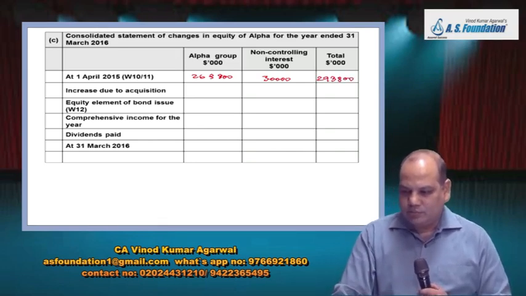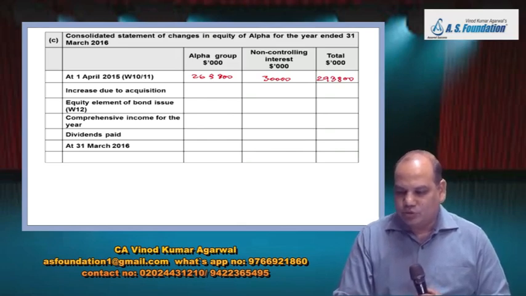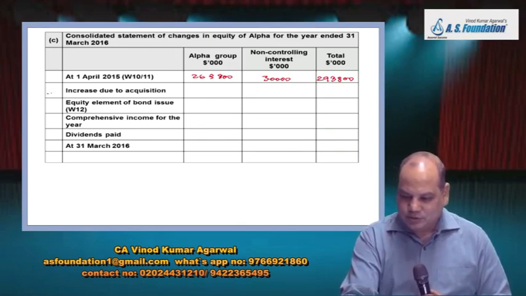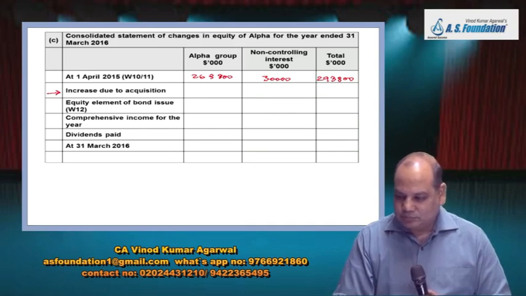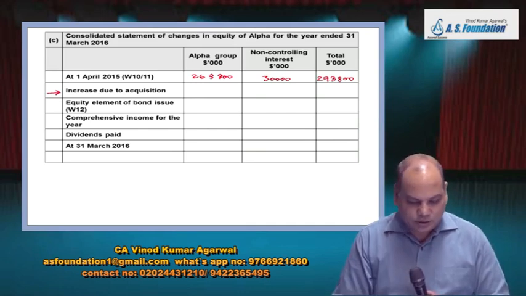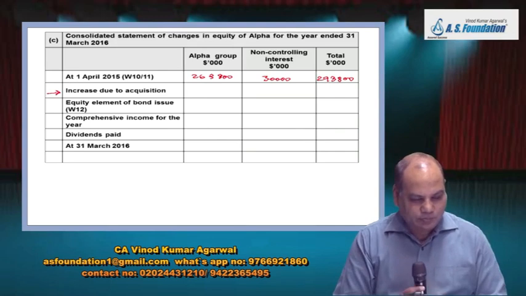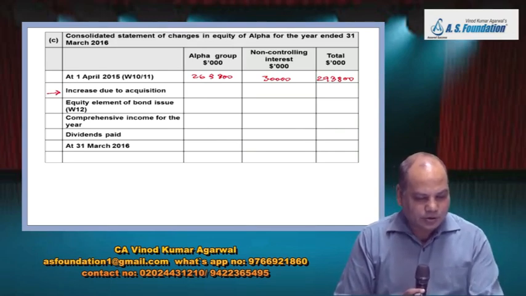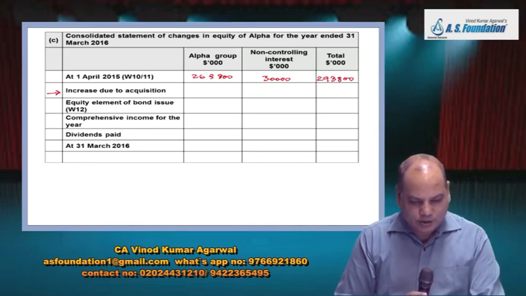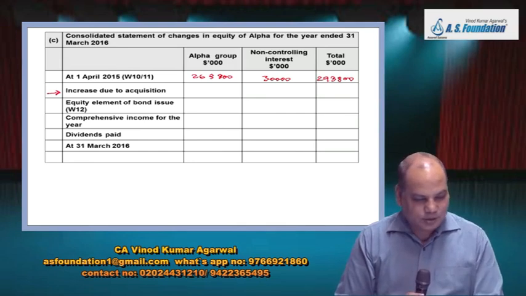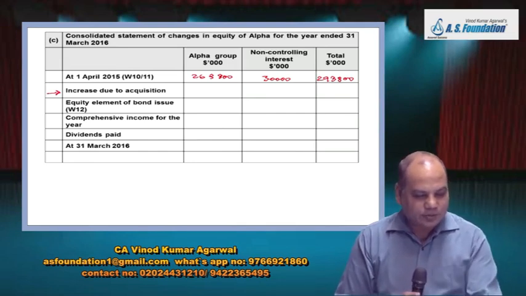Next is increase due to acquisition. Now this is again important. What is the NCI on the date of acquisition? For that you have to go to the first working note where the goodwill calculation was done. NCI on the date of acquisition of Gamma. Can you see 74,000 there?